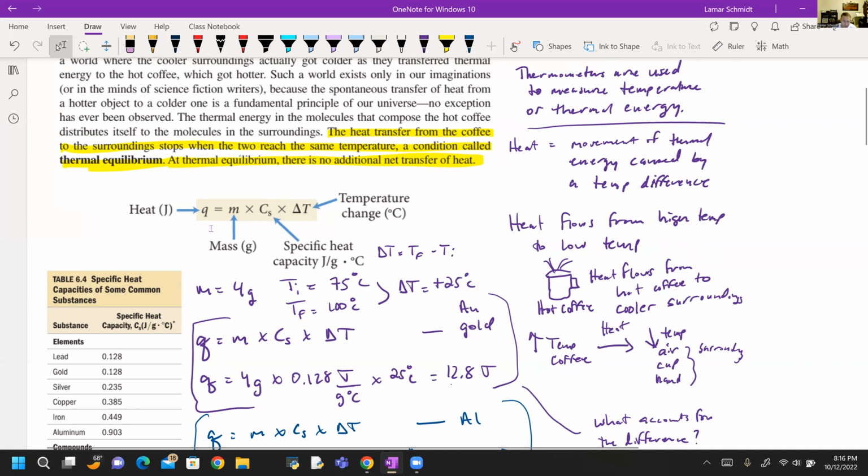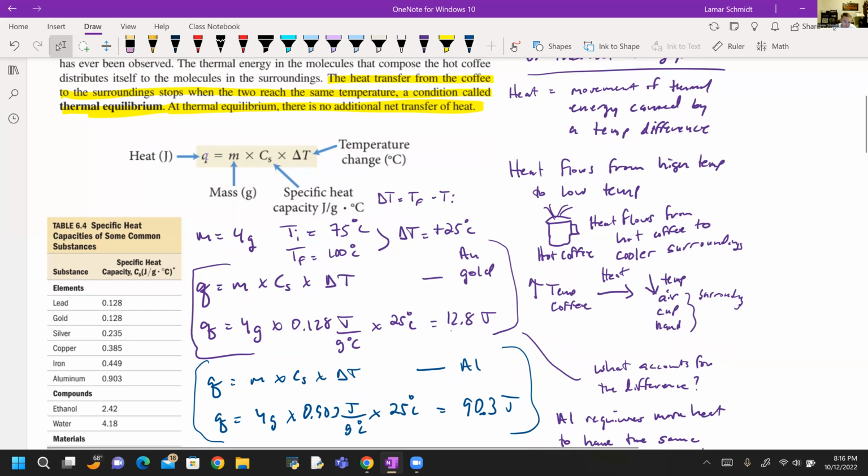Then another part of the text I wanted you to look at was this heat formula, where we see Q, meaning heat, the unit of heat being capital J, joules, is equal to mass in grams times this variable here, Cs, which means specific heat capacity, and its units are joules per gram degree Celsius. So we see specific heat capacity has these units, joules per gram degree Celsius. Unit of mass, grams. Unit of heat, joules. Unit of temperature, which we should be familiar with, is degrees Celsius.